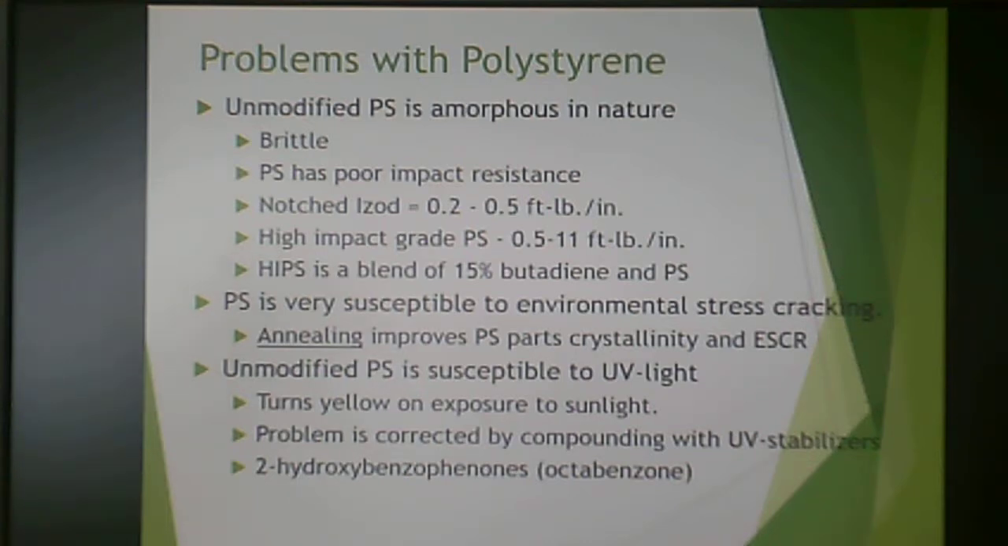When it comes to polystyrene, there are some issues. Unmodified polystyrene is amorphous in nature, and because it is amorphous, it is pretty brittle. It has poor impact resistance as a result. So there is something called HIPS, or high impact polystyrene, and that is a blend of 15% butadiene and polystyrene to give it better impact properties.